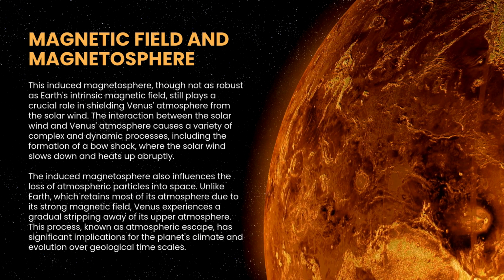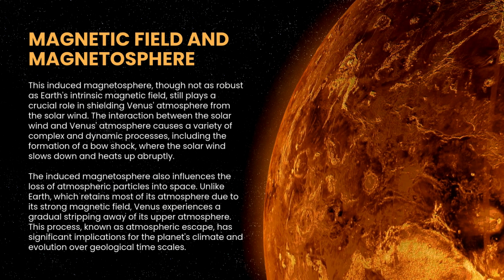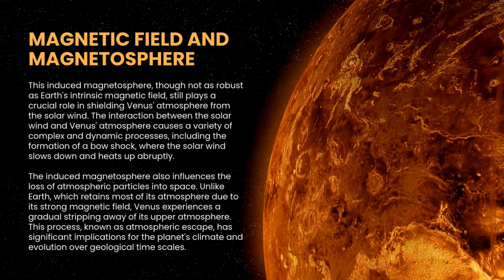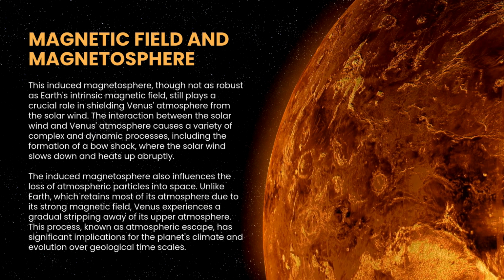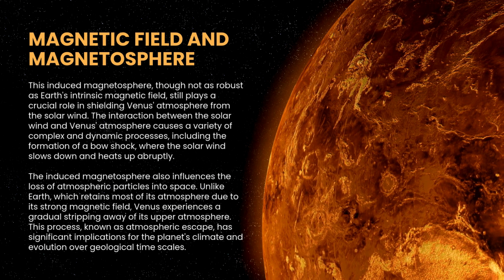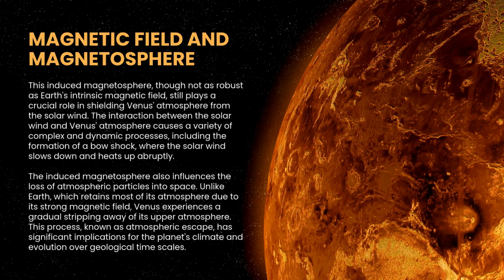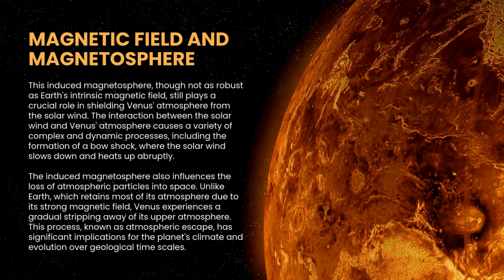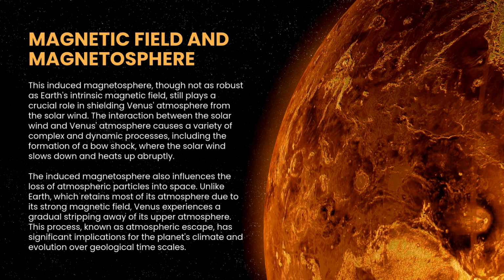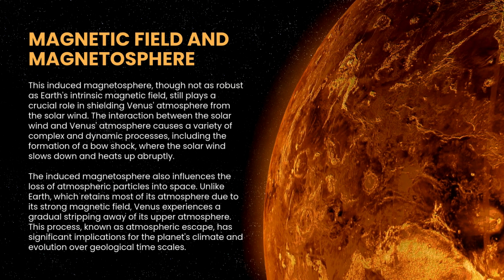This induced magnetosphere, though not as robust as Earth's intrinsic magnetic field, still plays a crucial role in shielding Venus's atmosphere from the solar wind. The interaction between the solar wind and Venus's atmosphere causes a variety of complex and dynamic processes, including the formation of a bow shock, where the solar wind slows down and heats up abruptly. The induced magnetosphere also influences the loss of atmospheric particles into space.